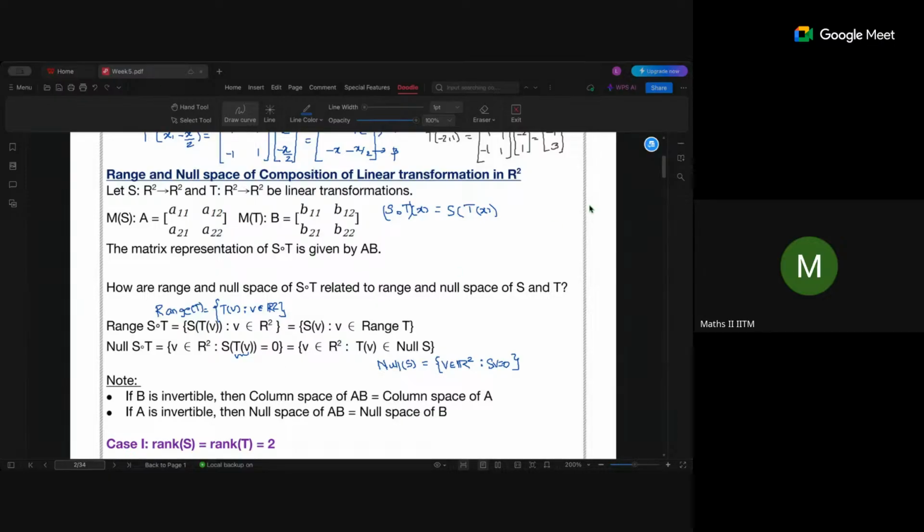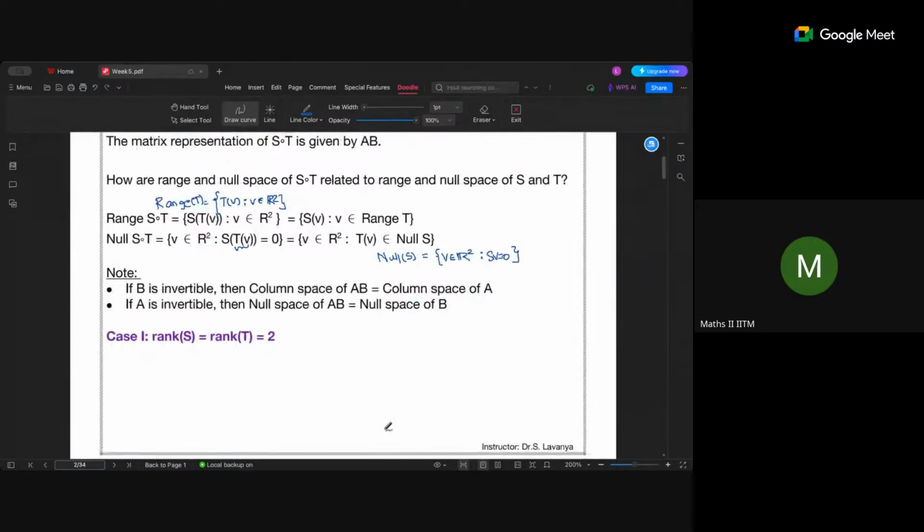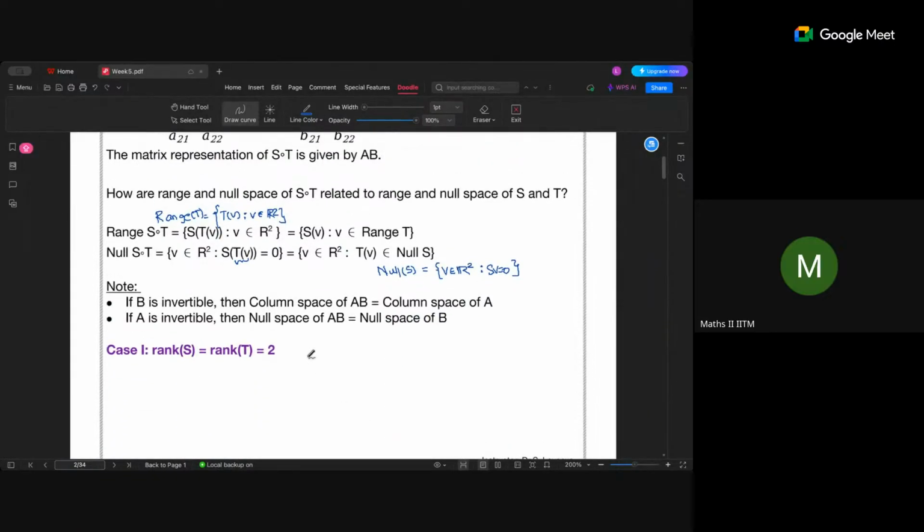Is that clear? Yes, ma'am. Okay, all right. So this note we are going to see in detail later on, so let's not worry about the note right at this moment. I have given the detailed explanation of this later on. We'll see it at that time.